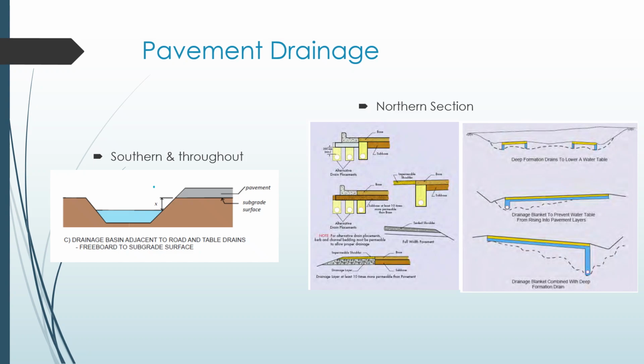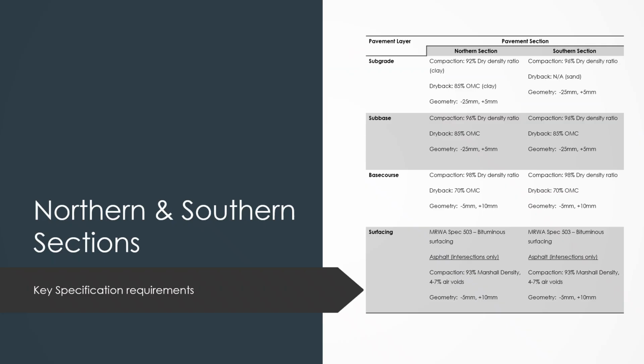Key specification requirements for the project are highlighted, being separated again to the northern and southern sections. Sub-base, base course and surfacing are all very similar, being the same materials at kind of the same thicknesses. So 96% dry density ratio and 85% OMC for dryback for the sub-base, and 98% compaction and 70% dryback for the base course.